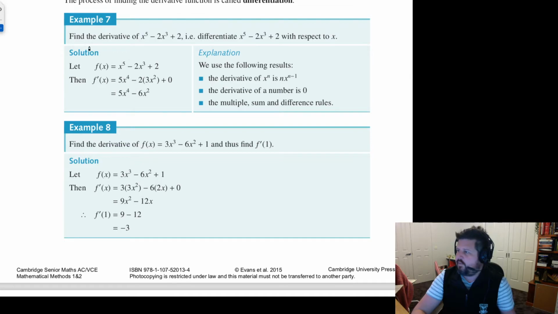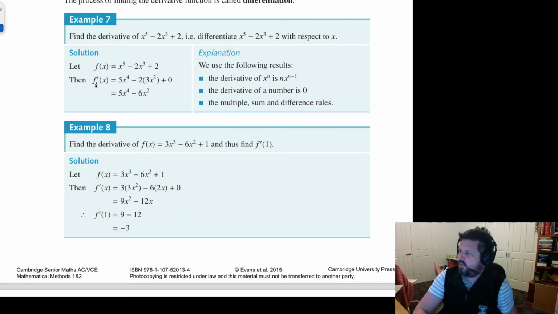It says here, find the derivative of x to the power of 5 take away 2x cubed plus 2. And another way of saying this is differentiate this function with respect to x. Both of those ways they might say it. It's just saying, hey, calculate the derivative. So, as we said before, we're just going to work out the derivative of each of these parts separately and go together there. So, we've written out f of x, check.